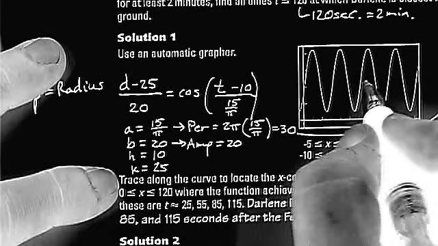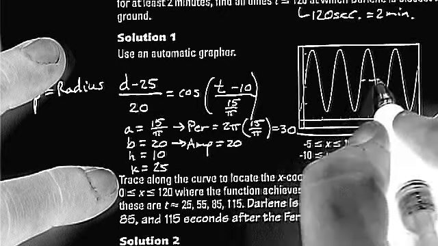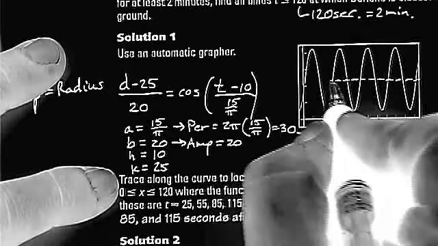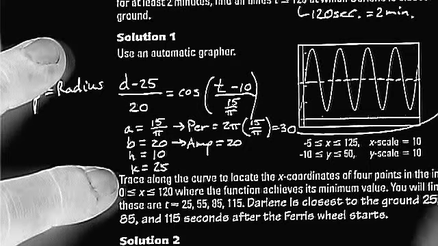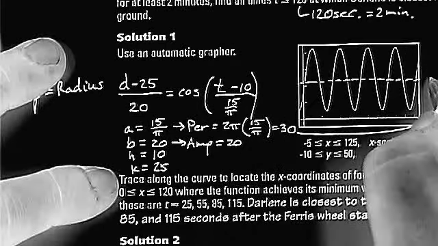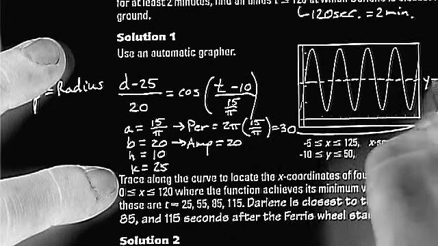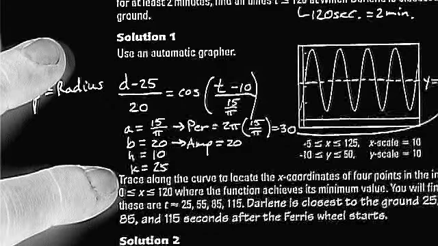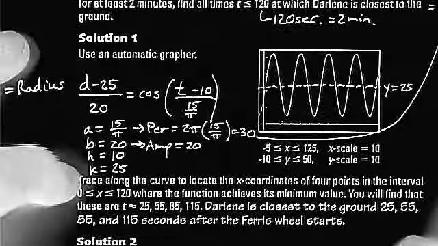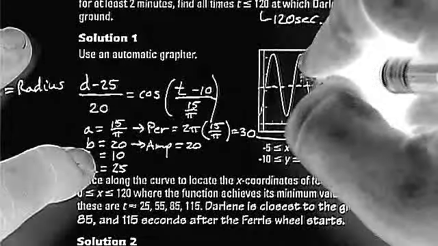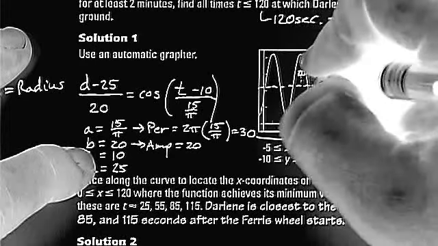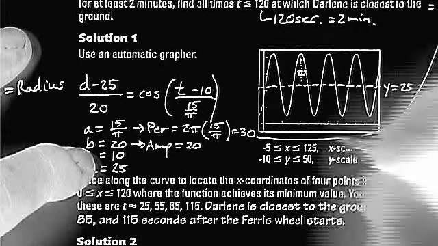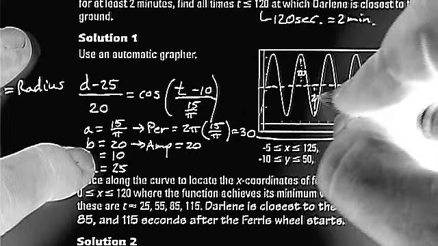So imagine this being the center of the wave. All right, that's y equals 25. That's your K value. The amplitude, right, that's your 20. All right, or, going down, that's 20.